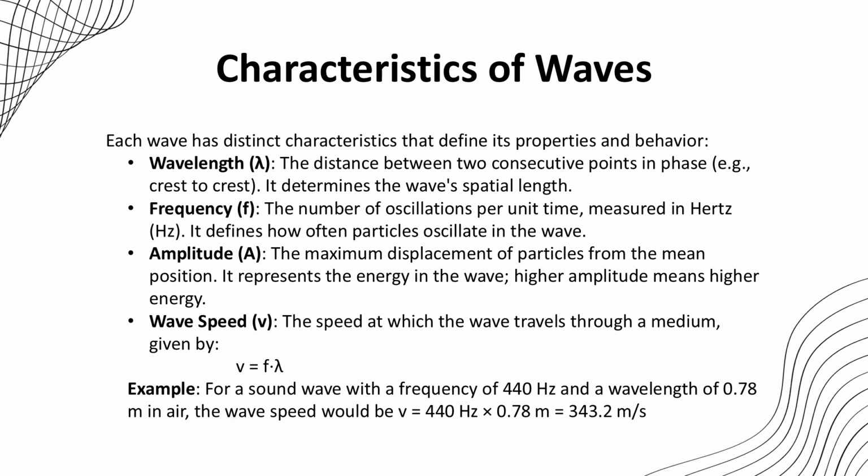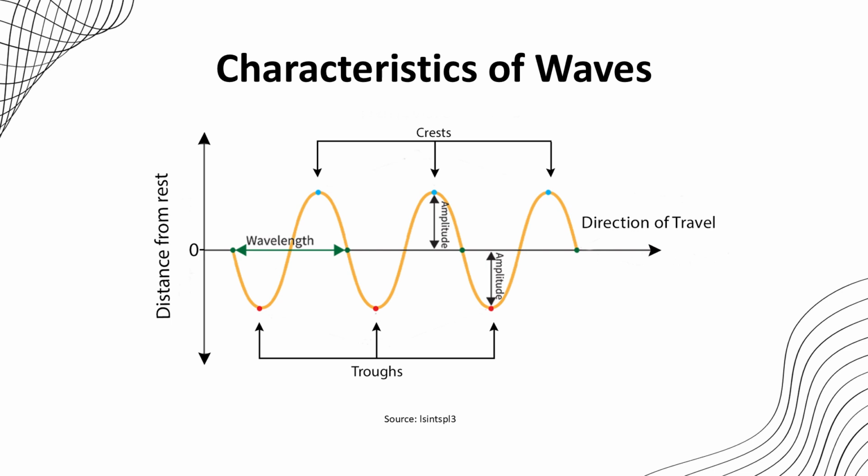For example, a sound wave with a frequency of 440 Hz and a wavelength of 0.78 meter in air travels at 343.2 meters per second. In this diagram, you can have a better understanding of the different characteristics of the waves.